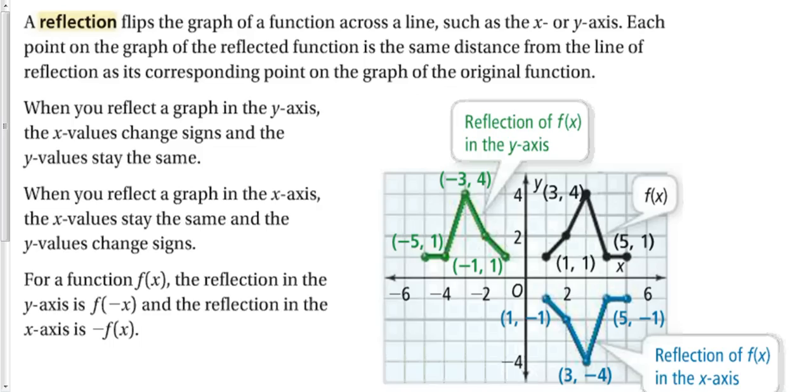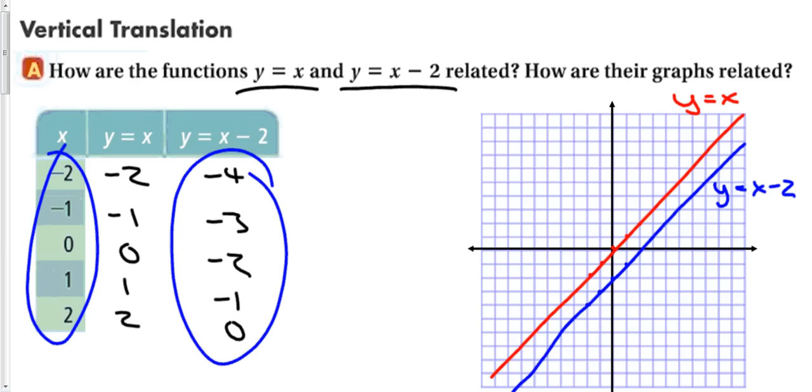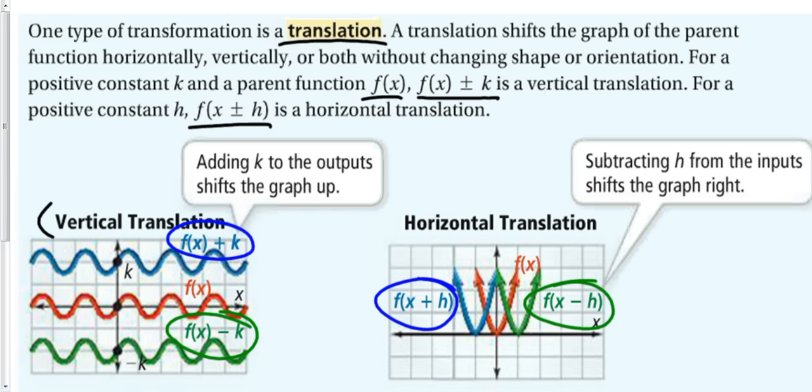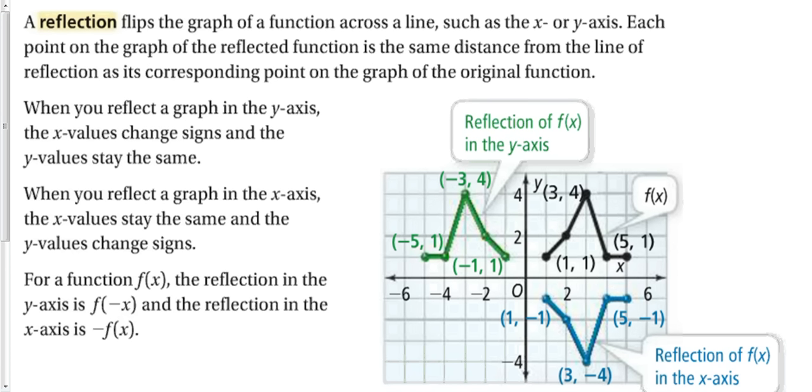Next, something called a reflection. My first transformations were these two translations, a vertical translation and a horizontal translation. Now we're going to get into a reflection. A reflection flips the graph of a function across a line like the x or the y-axis. It doesn't have to be those two. We can reflect a function across other lines, but those are the two simplest, and those are the ones we're going to do for now.